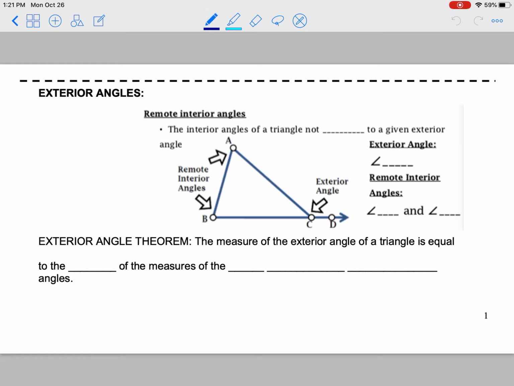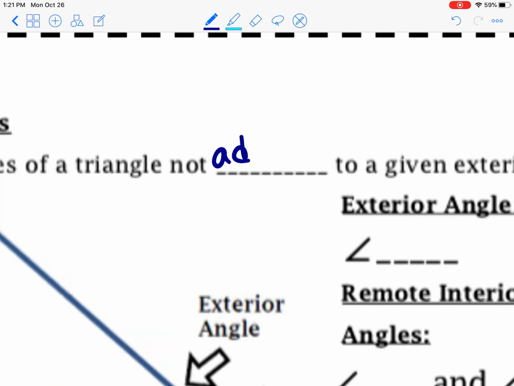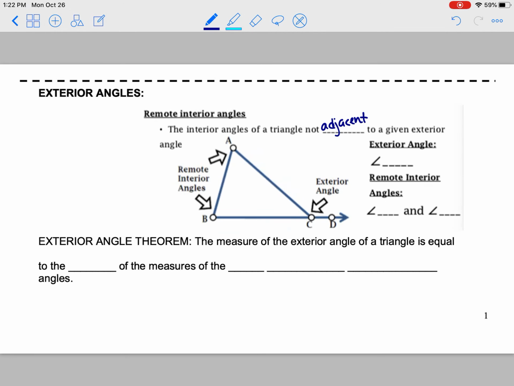Now let's talk about our exterior angles. Right down here it says the interior angles of a triangle not adjacent, and remember, adjacent means next to, so not next to, a given exterior angle are called your remote interior angles. If we look at this picture, we can see the arrows pointing to points A and B. Those are your two remote interior angles. So we can fill that in as angle A and angle B. Our exterior angle is down there at C.